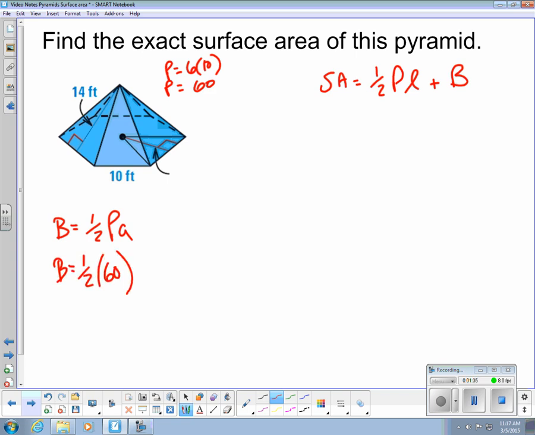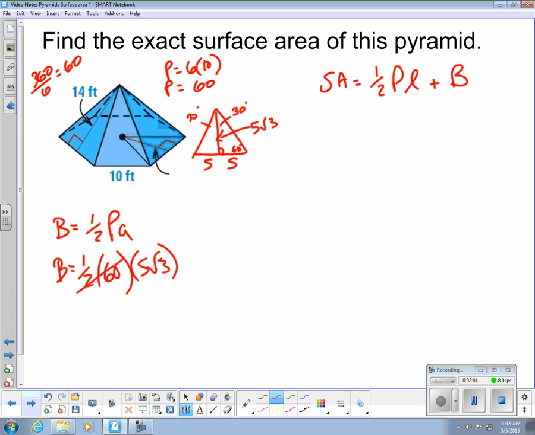Now I need my apothem, so let's do the work inside this little triangle here. If this is 5 and this is 5, remember that this is a hexagon. We find the central angle is 360 divided by 6 sides, which is 60, and then we have to bisect, so each side is 30, this is 60, and if this is 5 and this is 5, the apothem right there is going to be 5 square root of 3. So we have 5 square root of 3 in here. That gives me 30 times 5, and I get 150 square root of 3 as my base area.